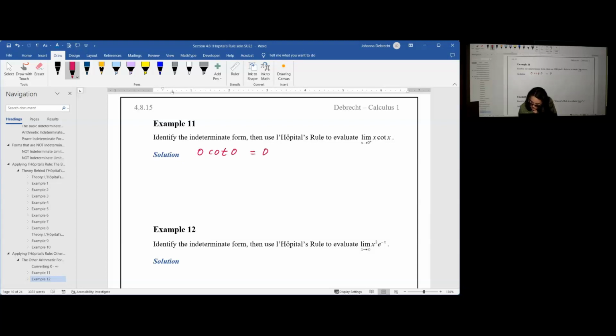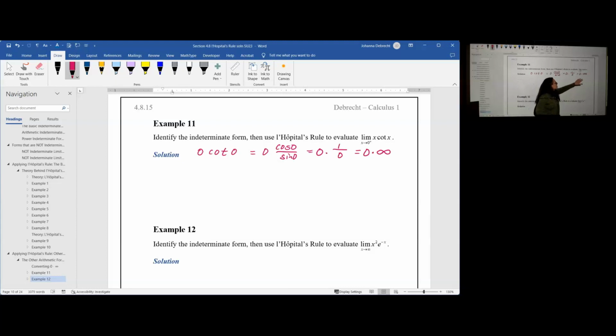Remember that cotangent is cosine divided by sine. This is going to give me 0 times 1 divided by 0, which gives me the form 0 times infinity. Because I'm approaching from the right, positive infinity. Now I'm going to take the reciprocal of one of them and divide by it.